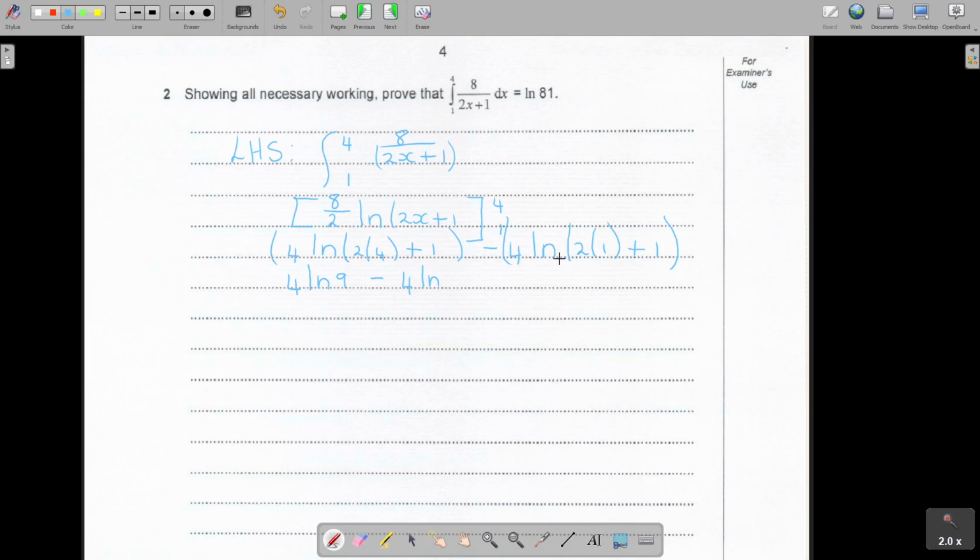So 4 ln, and this is going to be 2 plus 1, so it's 3. Now I can take out the 4 as a common factor. So I'm sitting with ln 9 minus ln 3. And now I use again my quotient law of logs. Can you still remember that? So I'm going to have 4, and then I have ln, and the quotient, the division, so it's 9 over 3. Please, people, don't make unnecessary, unmathematical mistakes by saying ln 9 over ln 3. No.